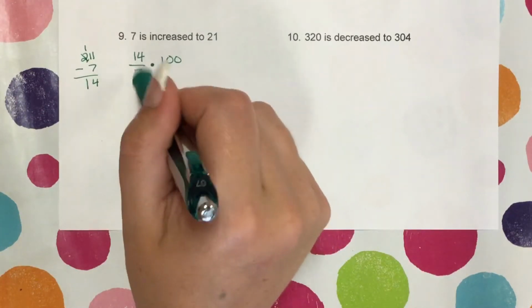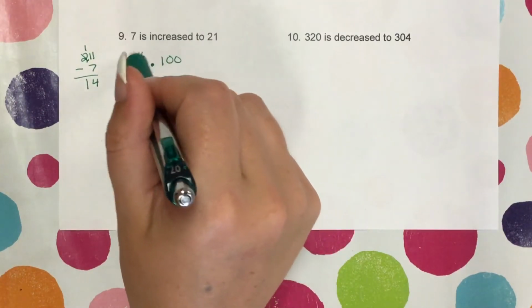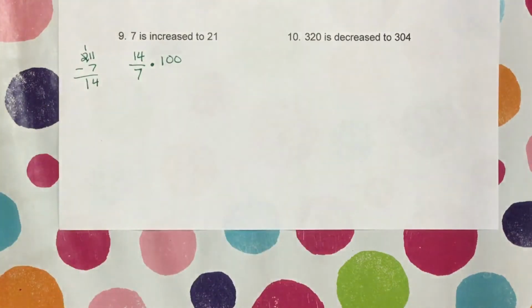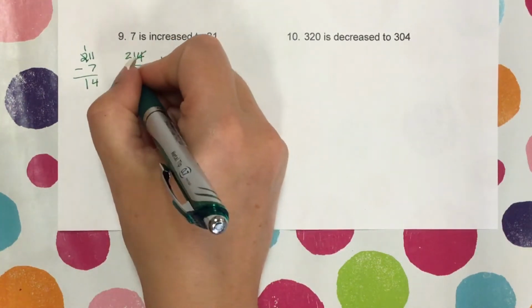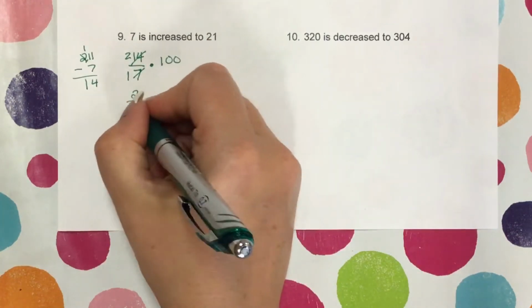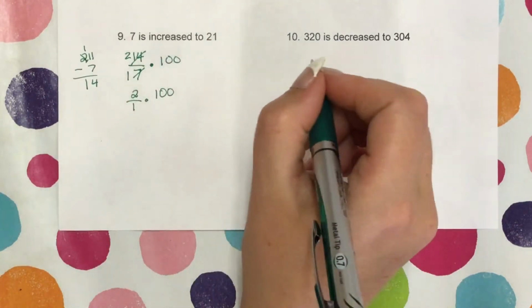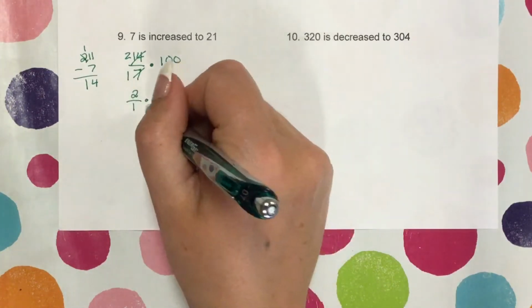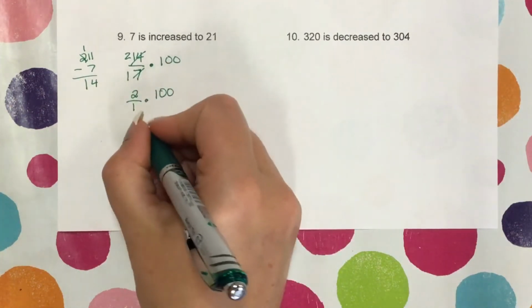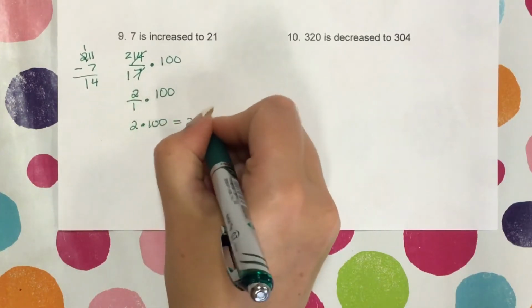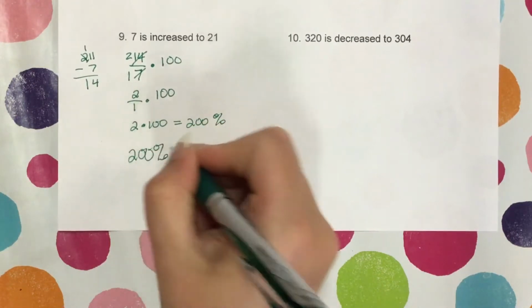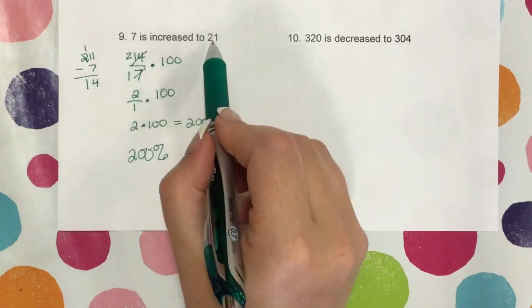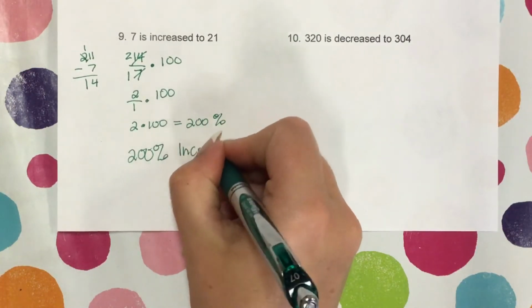Okay, so when I'm looking at this, I want to see if I can reduce anything. Are there any common factors between 14 and 7? The answer is yes. 7 goes into 14 2 times, and 7 goes into 7 1 time. So I end up having 2 over 1 times 100. And 2 over 1 times 100 is really the same thing as just 2 times 100, which ends up being 200. And so this ends up being 200%. We start with 7, and 7 gets bigger, so it's a 200% increase.